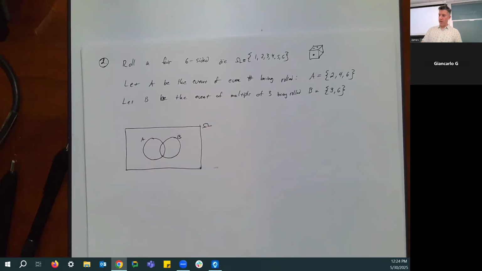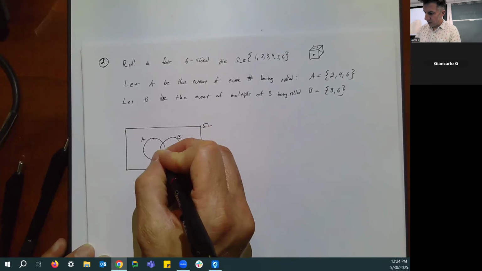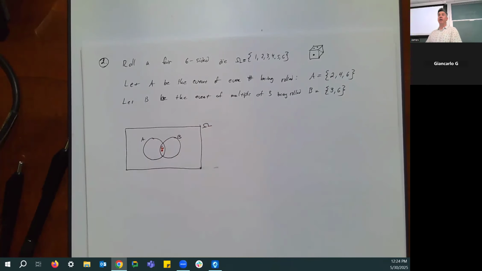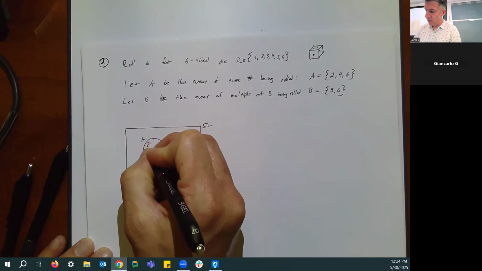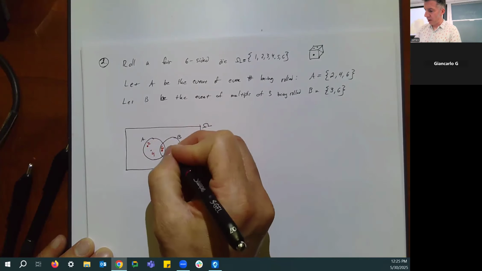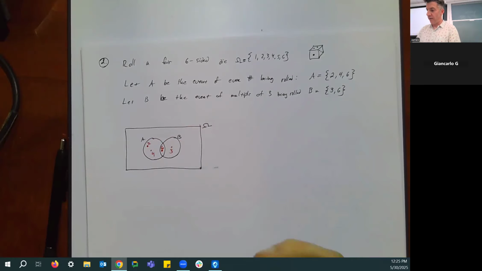So let's see. Inside A are 2, 4, and 6. Inside B are 3 and 6. So 6 should be in the intersection of A and B, or the overlap. And then A also has 2 and 4. B also has 3. And then not contained in either of those are 1 and 5.